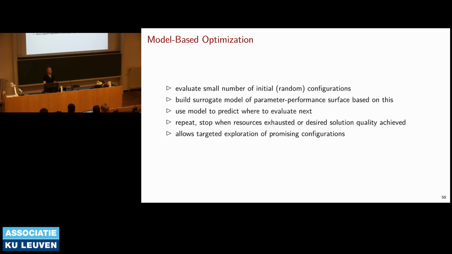So again, we start with a relatively small number of initial configurations that are, for example, randomly sampled. We use machine learning to induce our initial surrogate model, and then we use that model to predict where to evaluate next.